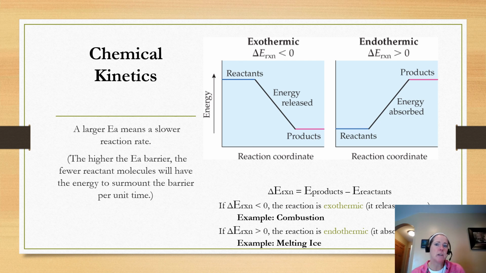All right, when it comes to chemical kinetics, how slow or how fast these things work, a larger energy of activation means a slower reaction rate. The higher the activation energy barrier, the fewer reactant molecules will have the energy to surmount the barrier per unit of time. So if the energy of the reaction is less than 0, it's exothermic. An example is combustion. And if it's greater than 0, it's endothermic. For example, melting ice.